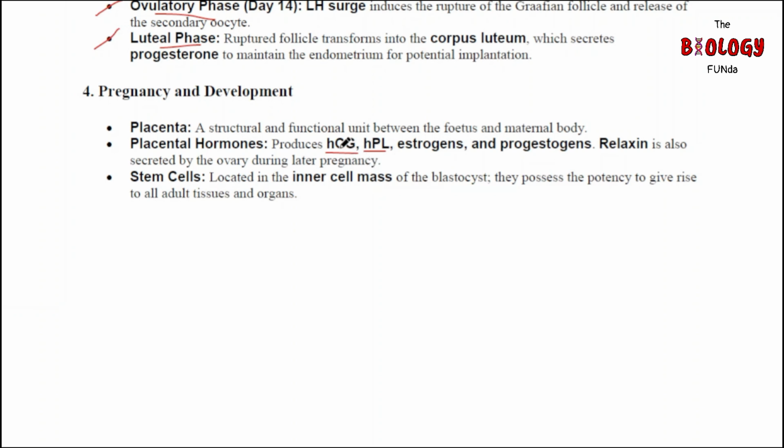Can you comment below the full form of HCG and HPL? Next we have stem cells. Stem cells are located in the inner cell mass of the blastocyst and they possess the potency to give rise to all the adult tissues and organs.